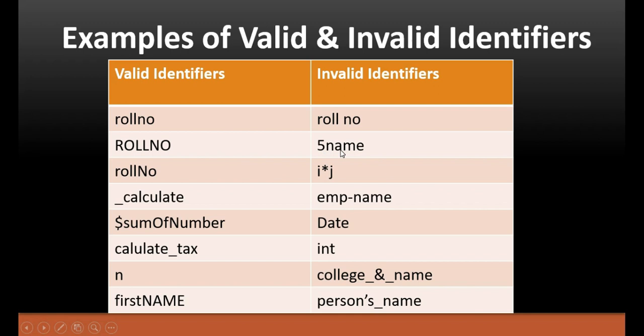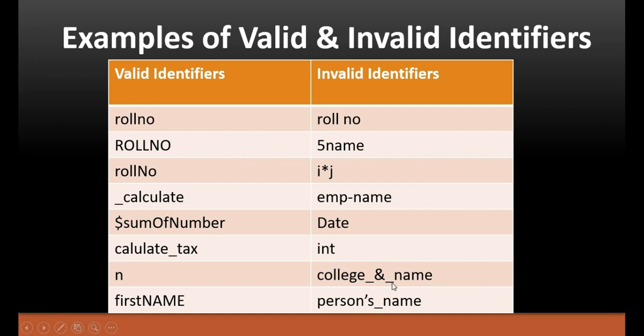This is also an invalid identifier because it is starting with a number. Next is what? I star j. So this is also an invalid identifier because it is using the special character star. So the only characters allowed are underscore and dollar. In this example, emp hyphen name, again this is an invalid identifier because it is using hyphen. Date and int, they are built-in keywords in Java. So I cannot use these for giving names to my identifiers.